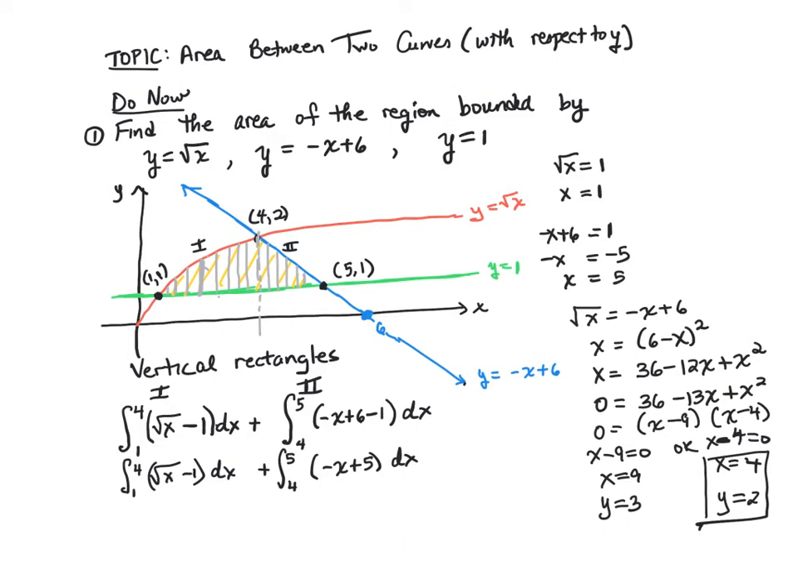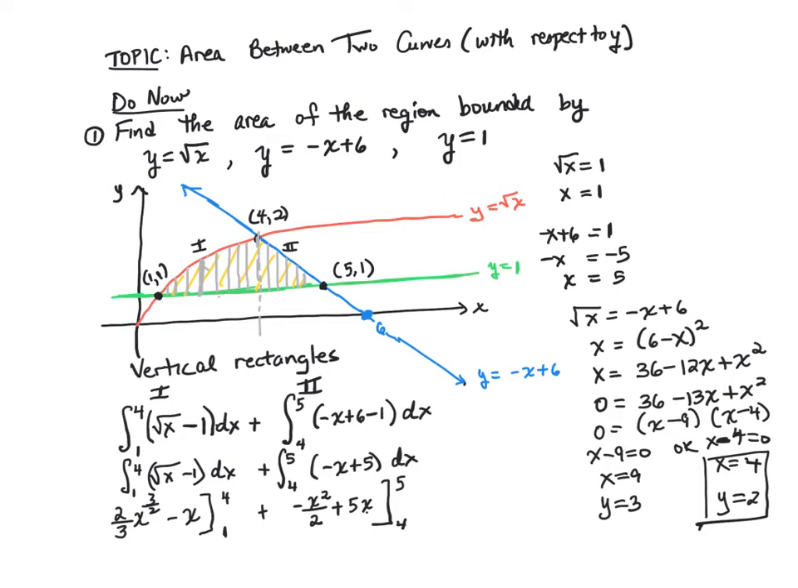Then we'll integrate this. And again, this is all the power rule. So I'll pause the video here, and I'd like you to try it yourselves. So when we anti-differentiate x to the 1/2, we add 1 to the exponent. We get x to the 3/2 over 3/2, or times 2/3, minus the integral of 1 is just x, from 1 to 4. And then when we anti-differentiate the opposite of x, we get the opposite of x squared over 2 plus 5x from 4 to 5.